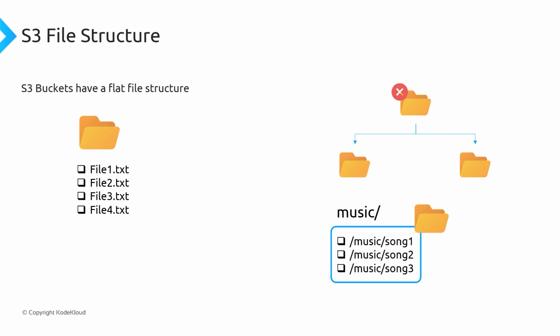So in the UI, it's going to look like it's a folder, but in reality, it's just another file with the name of /music/song1, /music/song2, and /music/song3. So don't let that confuse you. Keep in mind, it's always a flat file structure. It's just the name of the key determines how S3 is going to present it to you within a folder-like structure.